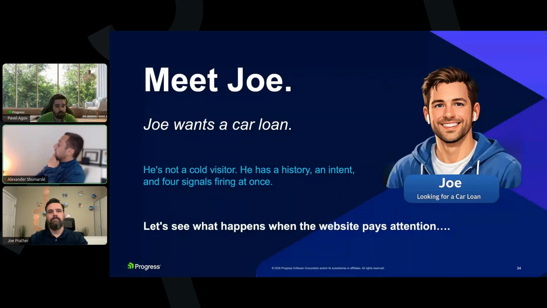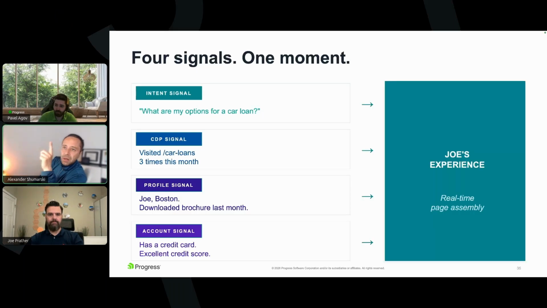And again, we have a Joe. Well, the coincidence here, meet Joe. In this particular case, Joe wants a car loan. The demo will be slightly different, but you get the idea. Joe comes to the website. We know a lot about Joe: intent signals, CDP signals, information from the CRM, journey details, so many things that we can use, and will use at least some of in this demo, to show you how you can dynamically assemble a truly personalized page that is built exclusively for Joe.